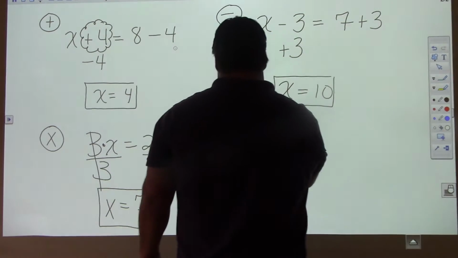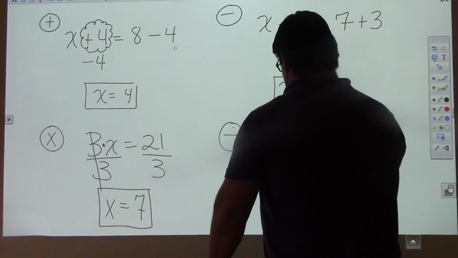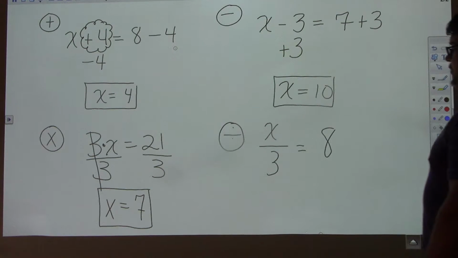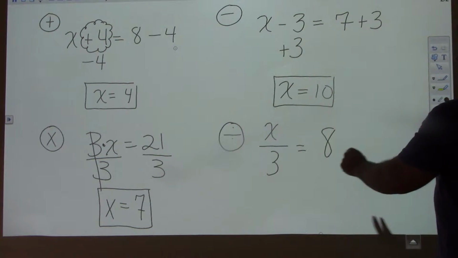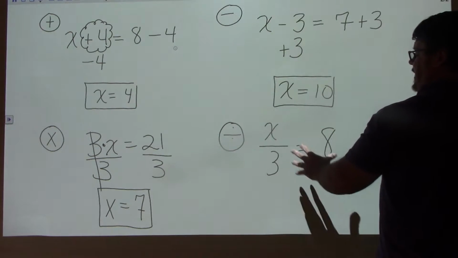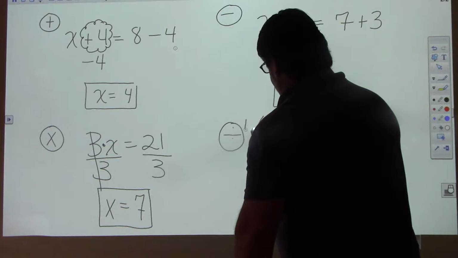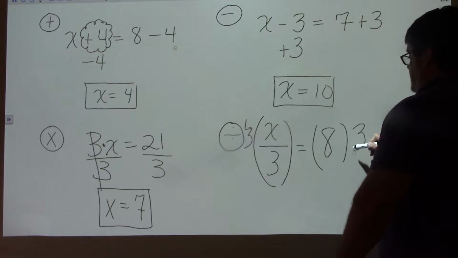Division. X over 3 is equal to 8. Again, you don't look at the 8 because that doesn't register to you. You look here. How do you get rid of dividing by 3? If you multiply by 3 on one side, you've got to multiply by 3 on the other.